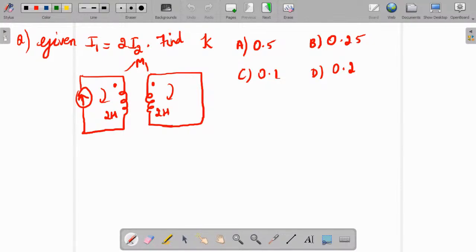Audio video clear-ஆ இருக்கா? Is audio video clear-ஆ இருக்கா? Class start பண்ணலாமா?